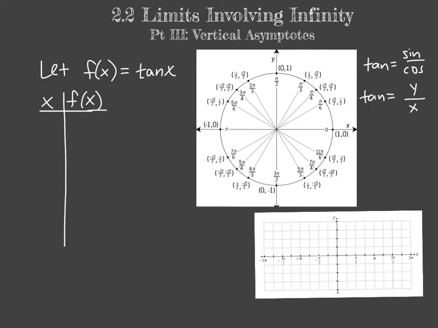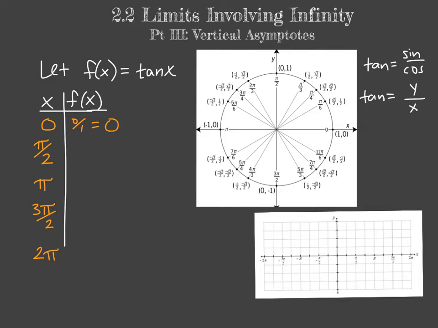So let's look at the tangent at a few different locations to explore what the vertical asymptotes are. All right, let's look at the tangent at the main 5 locations here. So 0, pi over 2, pi, 3 pi over 2, and back to 2 pi. All right, let's start at the tangent of 0. The y-coordinate is 0, and the x-coordinate is 1, and 0 over 1 is in fact 0 simplified.